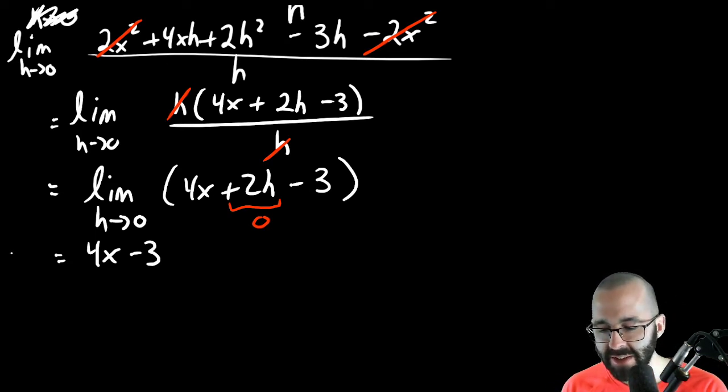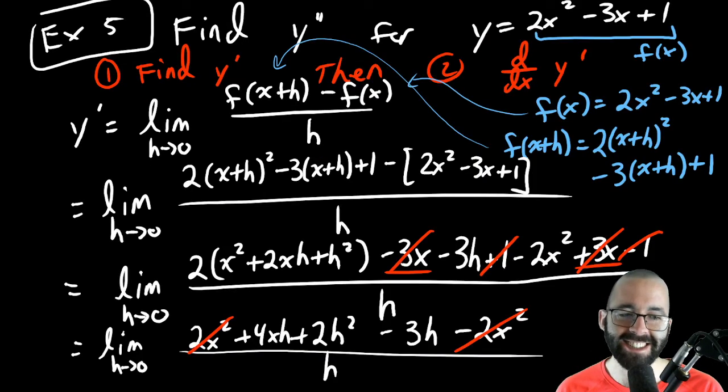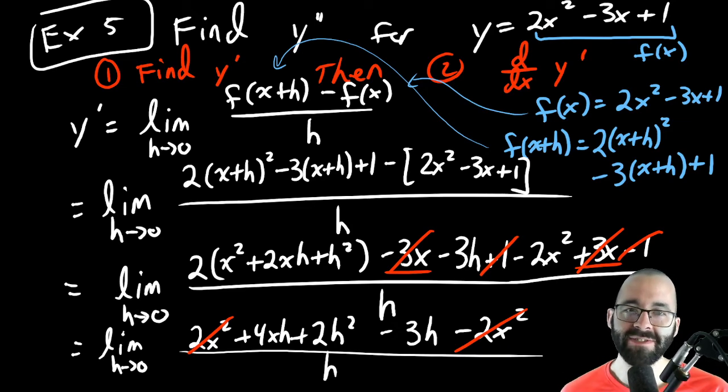This is the first derivative. This is y prime, remember? We're supposed to find the second derivative. So we're going to do it all again. It's going to be better this time, though. It's going to be better.